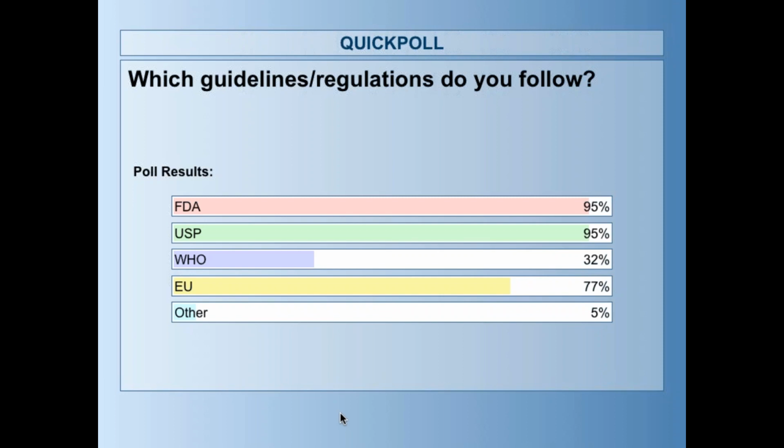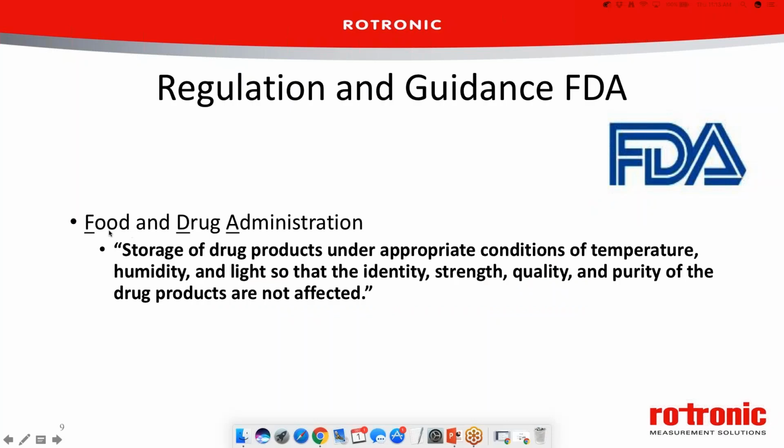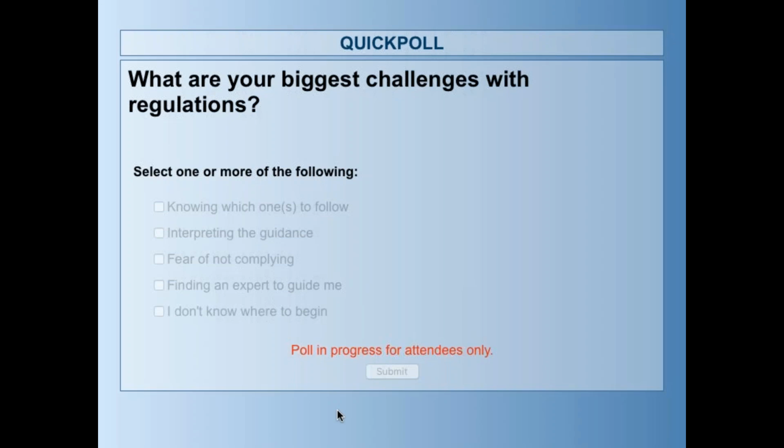Yeah. Okay, thanks, everyone. One other question for you, and this one is, what are your biggest challenges with regulations? And again, you can choose one or all. Multiple choices here.